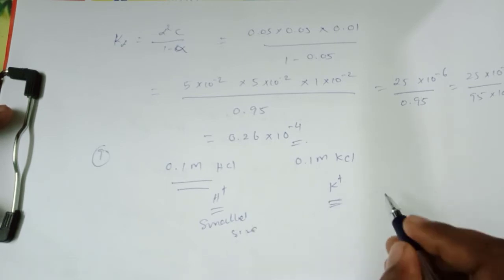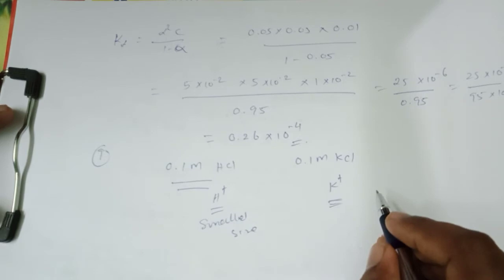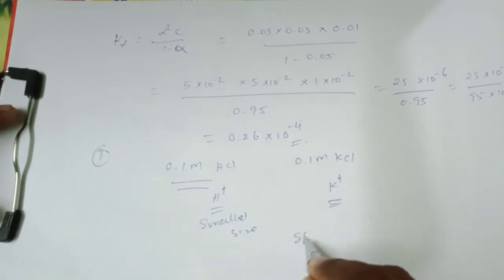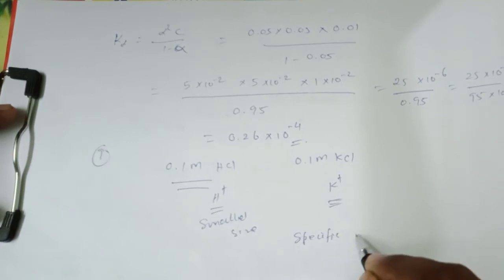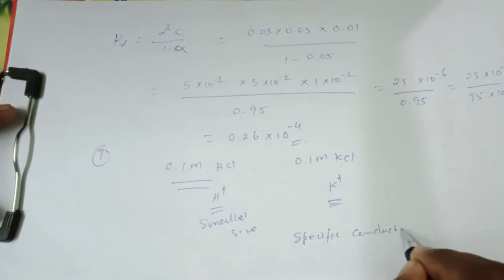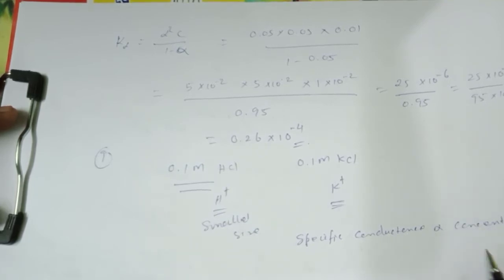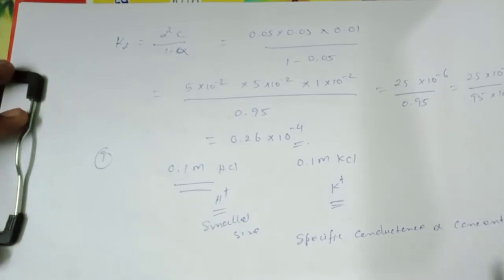Next, question number 10. Arrange the following solutions in the decreasing order of specific conductance. So remember, the specific conductance is directly proportional to the concentration of the solution. When the concentration is high, specific conductance will be high. So according to the given values, which one will have a greater concentration?